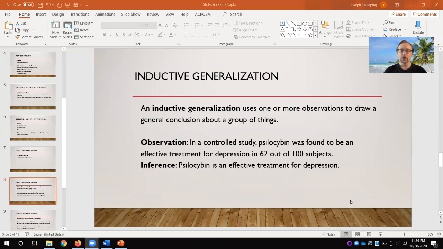Anyway, observation. In a controlled study, psilocybin was found to be an effective treatment for depression in 62 out of 100 subjects. Inference.